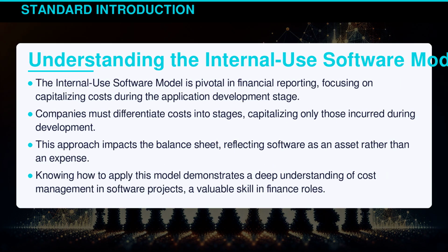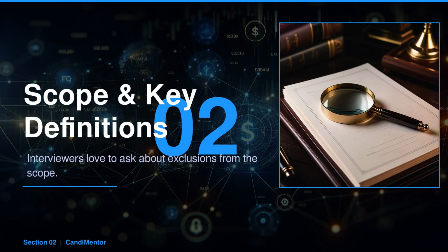The internal use software model is pivotal in financial reporting, focusing on capitalizing costs during the application development stage. Companies must differentiate costs into stages, capitalizing only those incurred during development. This approach impacts the balance sheet, reflecting software as an asset rather than an expense. Knowing how to apply this model demonstrates a deep understanding of cost management in software projects, a valuable skill in finance roles. Miscalculating scope can be costly.